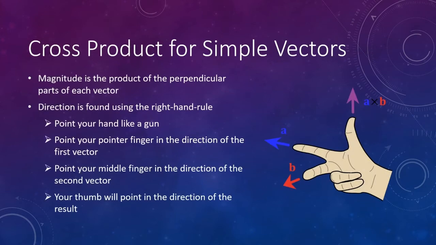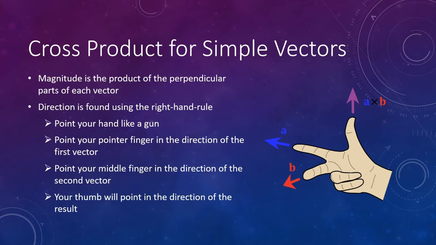for simple vectors it's not too bad, but you still have to be careful with the direction in order to get the third vector being perpendicular to the two original ones and then pointing the right way. So again, the cross product is going to select the perpendicular elements of the two original vectors, and the way you figure out the proper direction for the result is through doing what's called the right-hand rule.